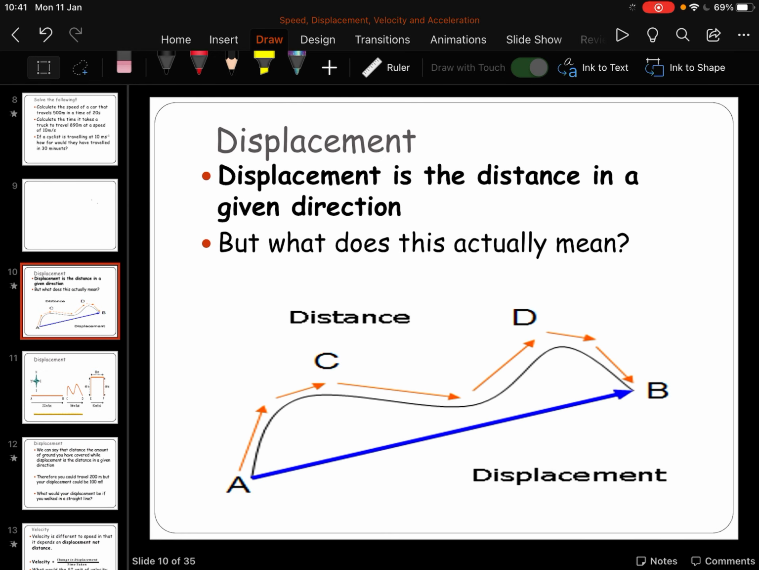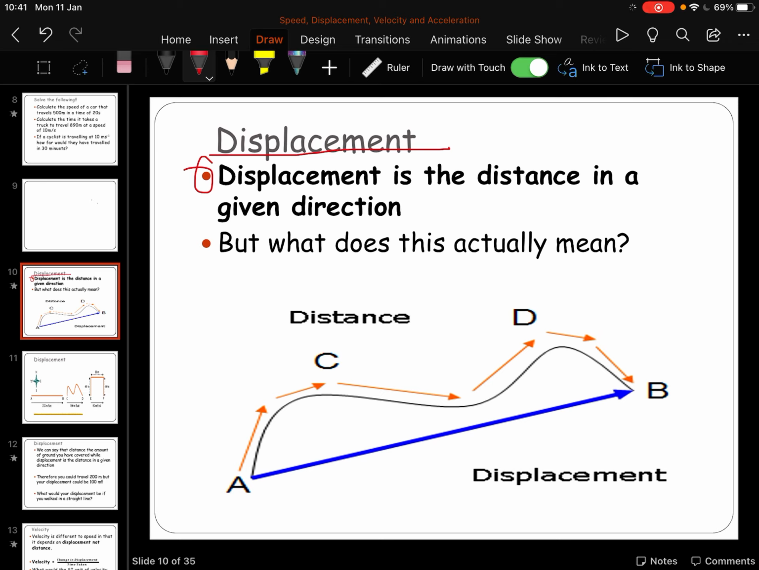So displacement. So let me see. I have 1, 2, 3, 4, 5, 6. So there's 6 slides to go. You don't have much to take down actually. It's mostly just me explaining. So your next heading is displacement. I want you to take down 2 things here. I want you to take down the definition here in bold. Displacement is the distance in a given direction.